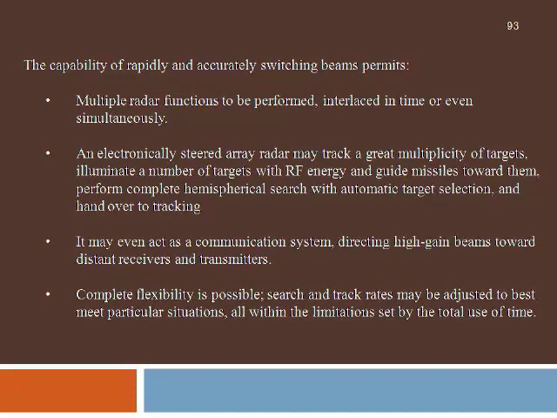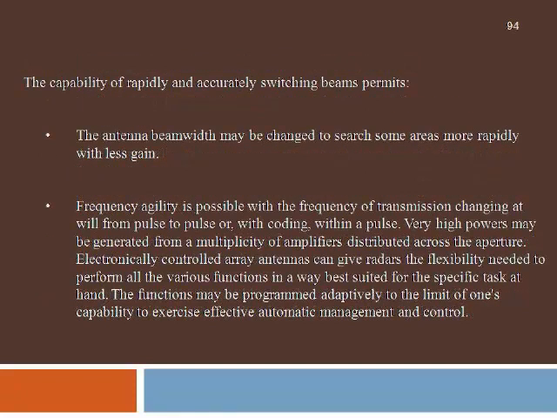Complete flexibility is possible. Search and track rates may be adjusted to best meet particular situations, all within the limitations set by the total use of time. The antenna beam width may be changed to search some areas more rapidly with less gain. Frequency agility is possible, with frequency of transmission changing at will from pulse to pulse or with coding within a pulse. Very high powers may be generated from a multiplicity of amplifiers distributed across the aperture.